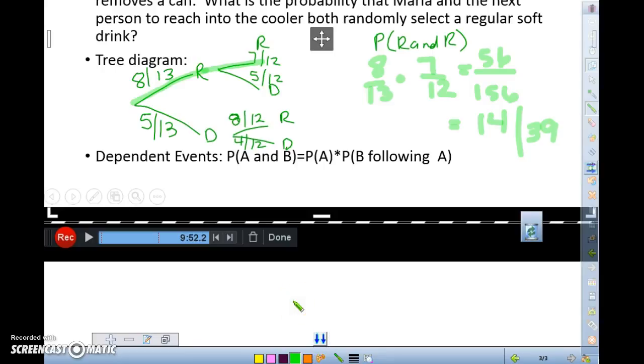Even though this is still a multiplication, it's a dependent event because what Maria pulls out of the cooler affects what the second person can choose, right? These numbers went down from 13 to 12. So it's dependent. So we do the probability of A multiplied by the probability of B if A happens. And again, that notation for and would look like that. You have to make a decision whether it's independent or dependent.